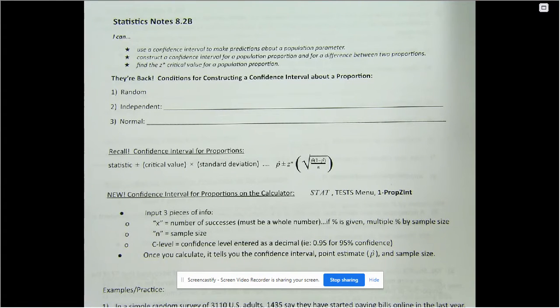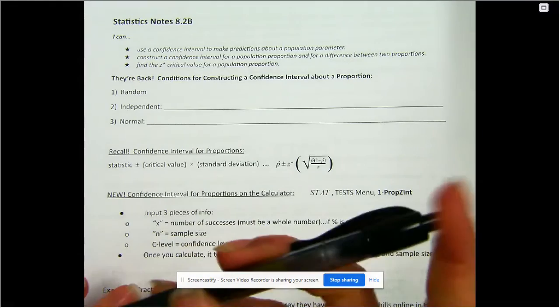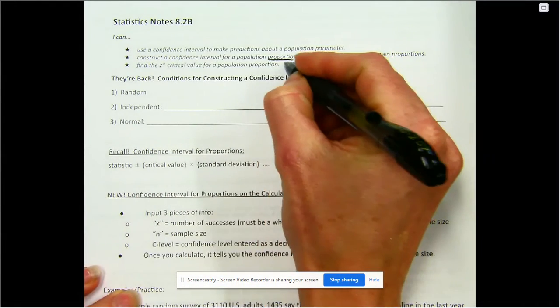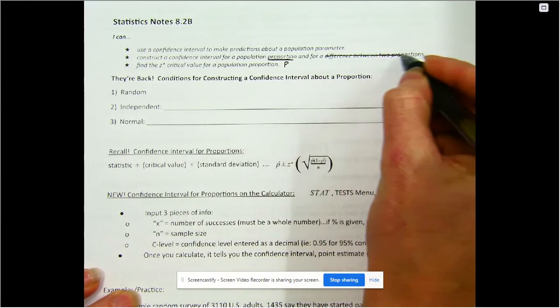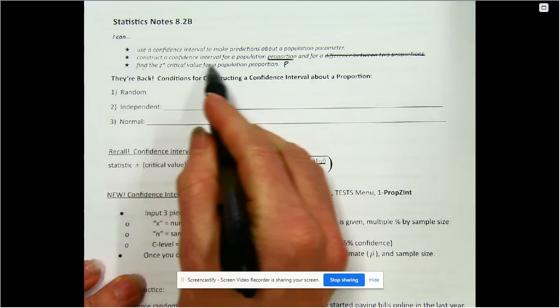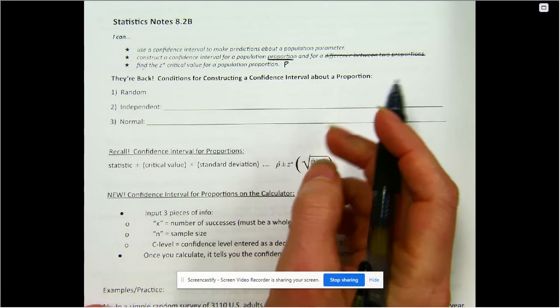All right, we're going to pick up where we left off. So we are still constructing a confidence interval for population proportion, which again is P. We're not really getting to difference of two proportions quite yet. That's in chapter 10. We should now be able to find that critical value for a population proportion as well.